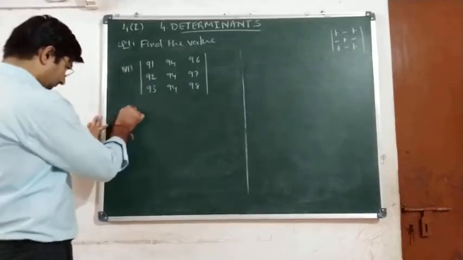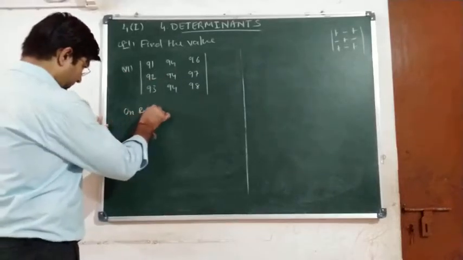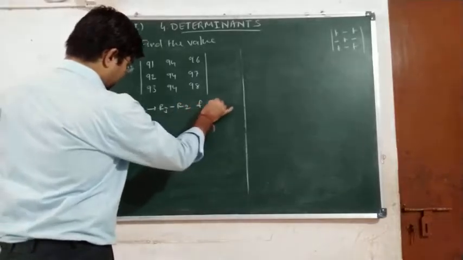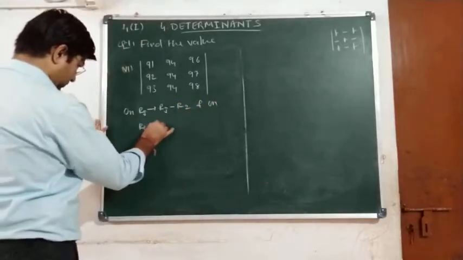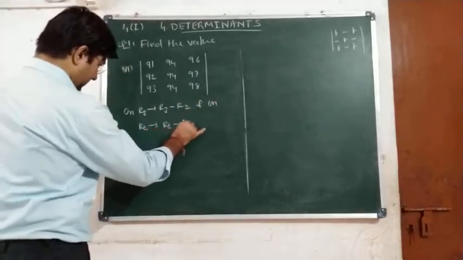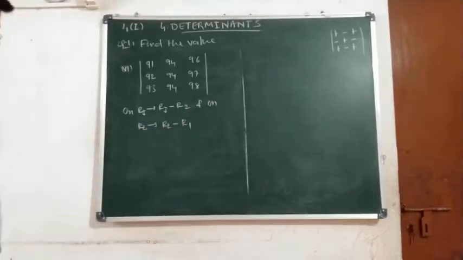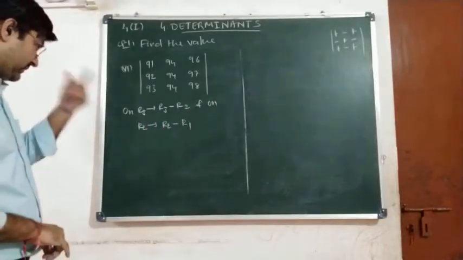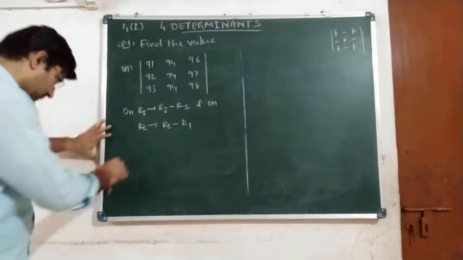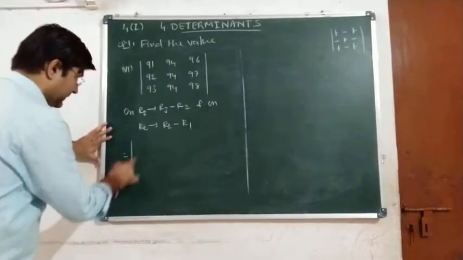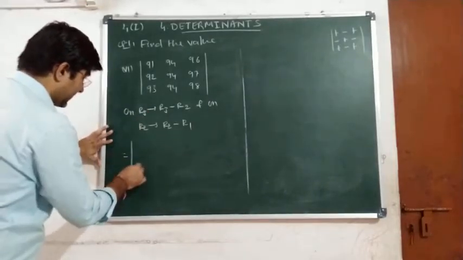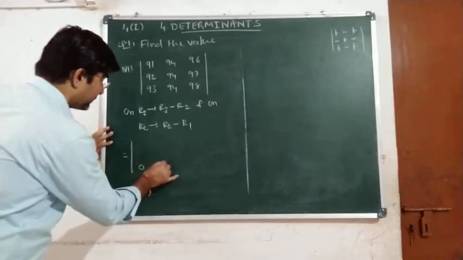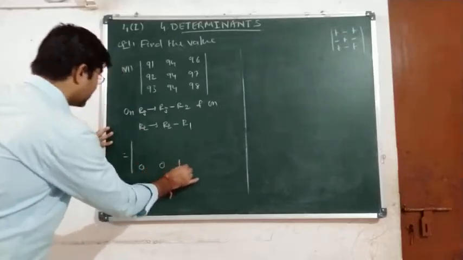Clear? So on R3 we will do R3 minus R2, and on R2, R2 minus R1. The two operations will be carried out one by one. Okay. So first operation, R3 minus R2. So let us make changes in R3. 93 minus 92, 0. 94 minus 94, 0 and 1.